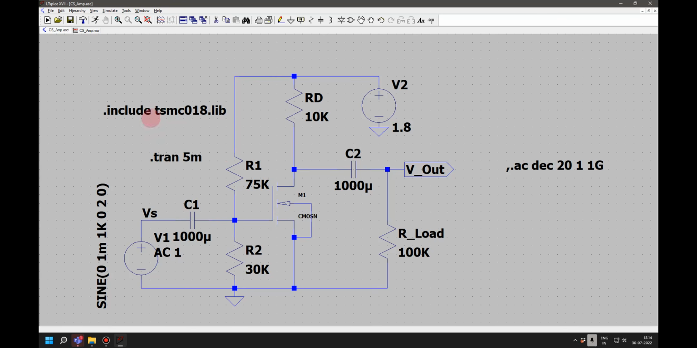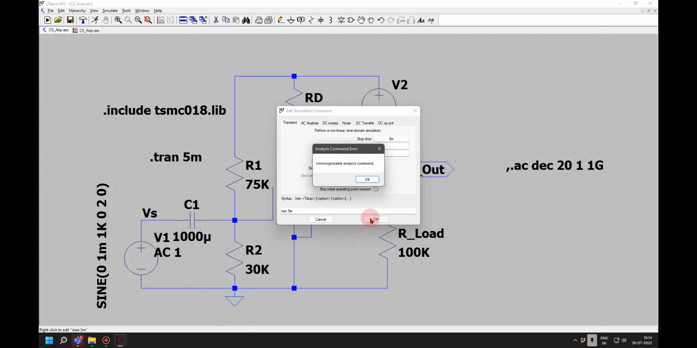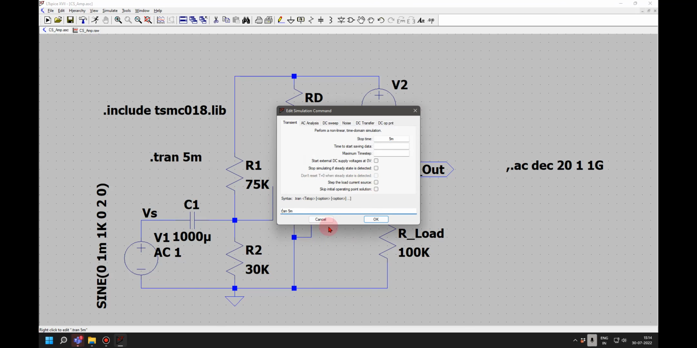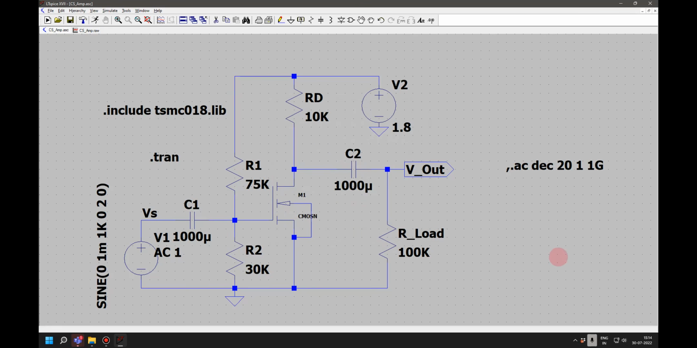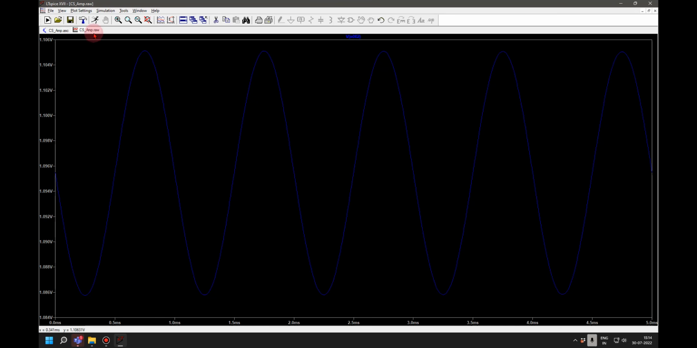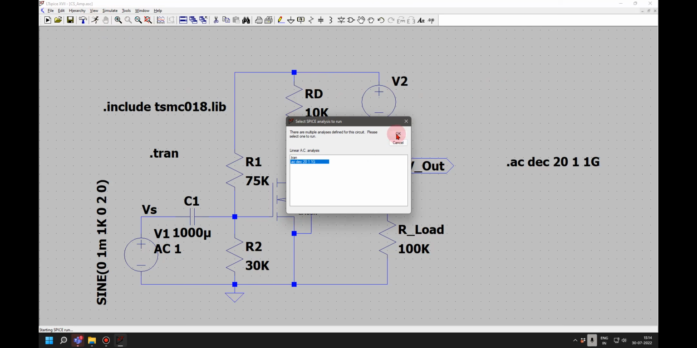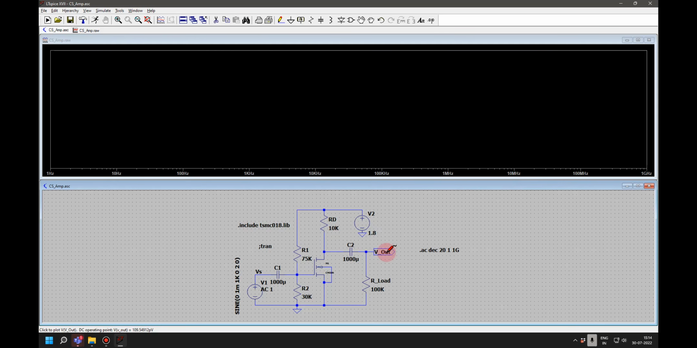Now I can also do an AC analysis. What I do is let me disable this. Let me remove this dot, and put a comma there instead, so the transient analysis is disabled as well. Let me do an AC analysis. I am doing an AC analysis and I am plotting the output.